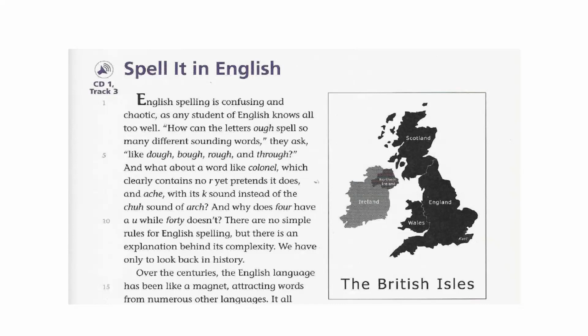So again, all these are exceptions. They don't follow a straight rule, which says if it ends in GH, it has a certain sound. You know, like let's say French, if it ends in T, they always know that it's going to be silent. But here, you have 4 different sounds. So, and what about a word like kernel? See, it sounds like an R in the middle instead of an L, right? Which clearly contains no R. Yet it pretends, which means it sounds like it does.